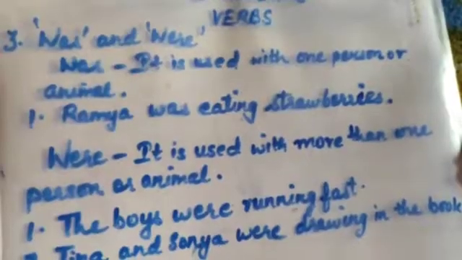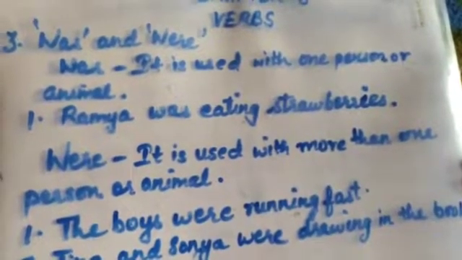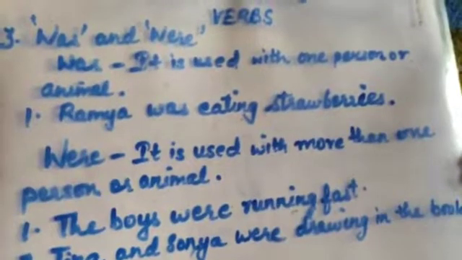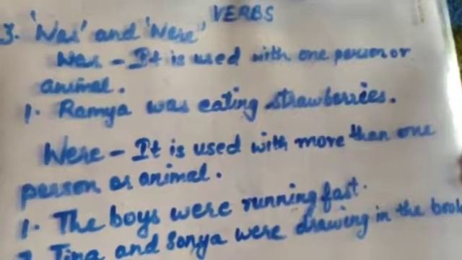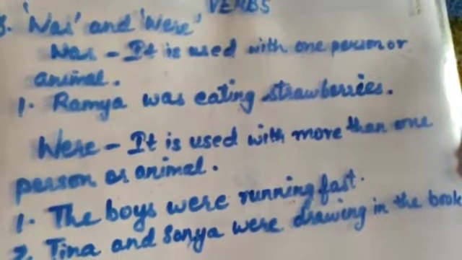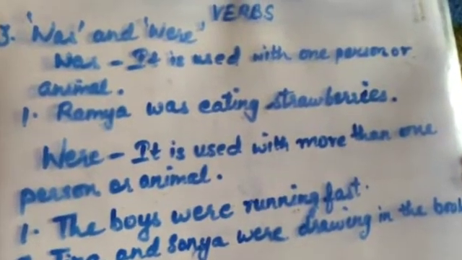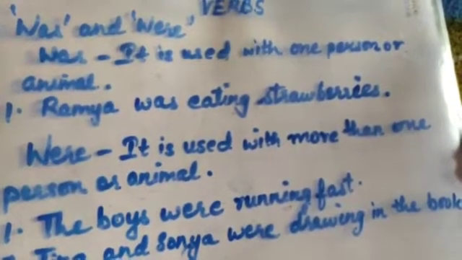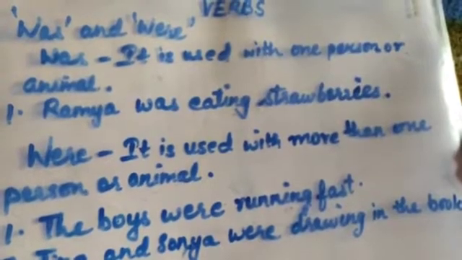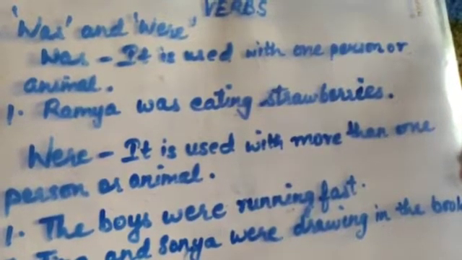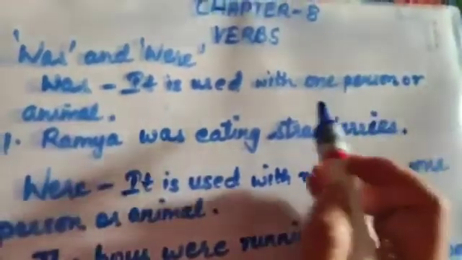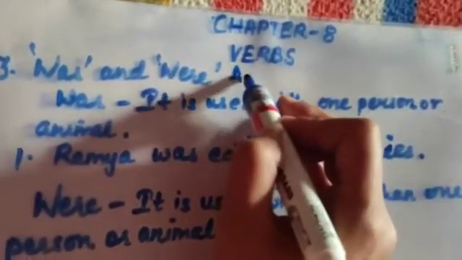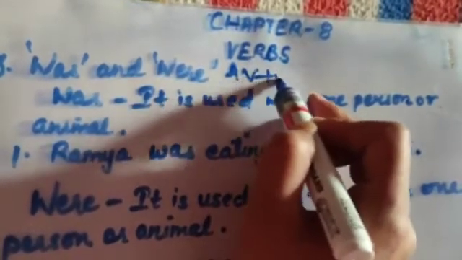Okay, so class, now the next helping verbs are was and were. So was is used with 1 person or animal, similarly like is is also used with 1 person, 1 animal. But we use was and were when the action happened in the past. When any action happened in the past, we use was and were. Okay, and here also with the action verb we use ing.